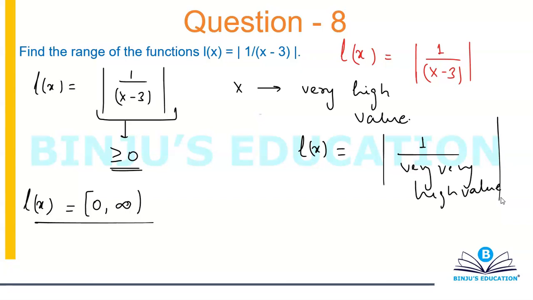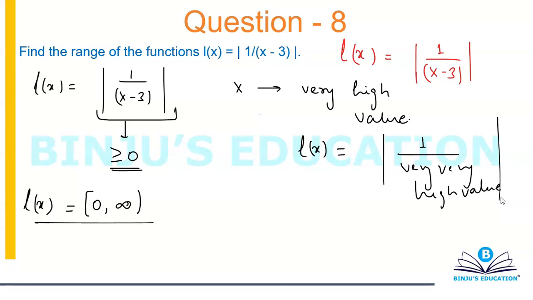Because if I take, let's suppose, x to be 10 to the power 16, then it will be 1 divided by 10 to the power 16 minus 3. Now 10 to the power 16 minus 3 is almost equal to 10 to the power 16. And 1 over 10 to the power 16 is 10 to the power minus 16, which is 15 zeros and then 1, 16 places after decimal. So can I say if the value of x is very, very high, this function will try to approach 0.